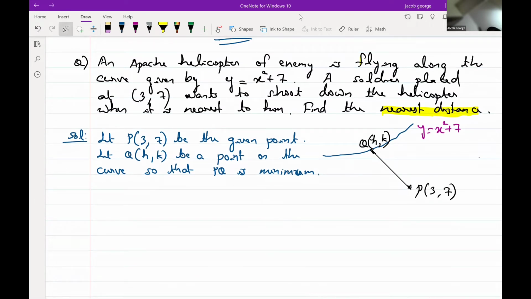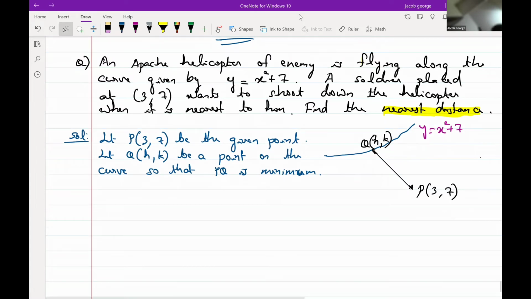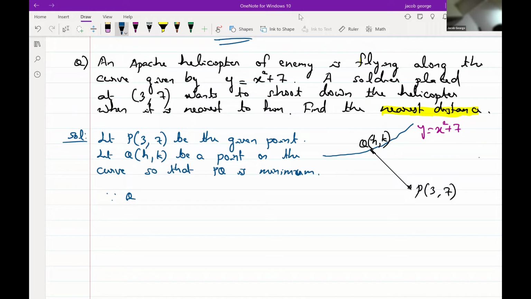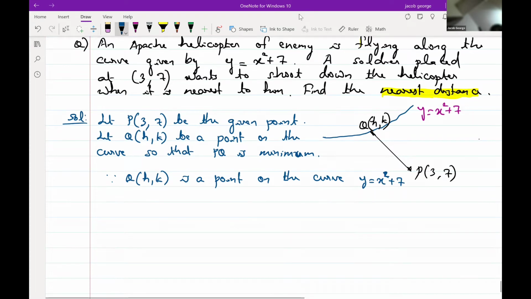Now there are two variables in Q, the coordinates h and k. We can easily write it in terms of one variable. For that, we use the curve equation. Since Q(h, k) is a point on the curve, this is a point on the curve y is equal to x square plus 7.